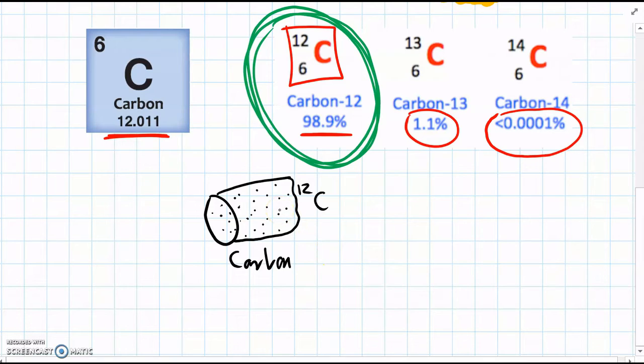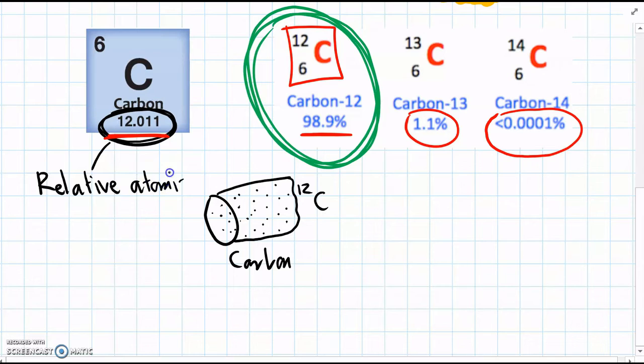And on the periodic table, you might have noticed there's a second number down the bottom that seems like the mass number, but it's not exact. It's always in a decimal form. And this is called the relative atomic mass. This tells us information about the average mass of a carbon atom when we have a natural sample of it in real life.